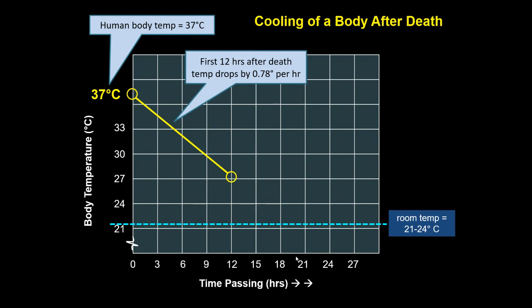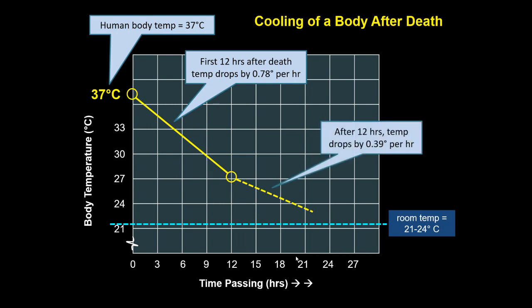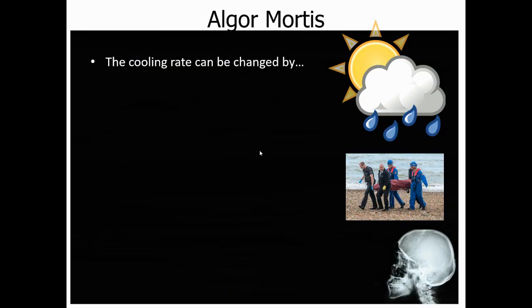Okay, after 12 hours, the cooling slows. You cool off more slowly, and eventually your body will reach the temperature of your surroundings. But someone might find the body right here, and then that temperature can help you backtrack to possible time of death. Or maybe you find the body at this time. You can backtrack and figure out the possible time of death, and I'll show you how to do that. Algor Mortis, again, is the cooling of death.